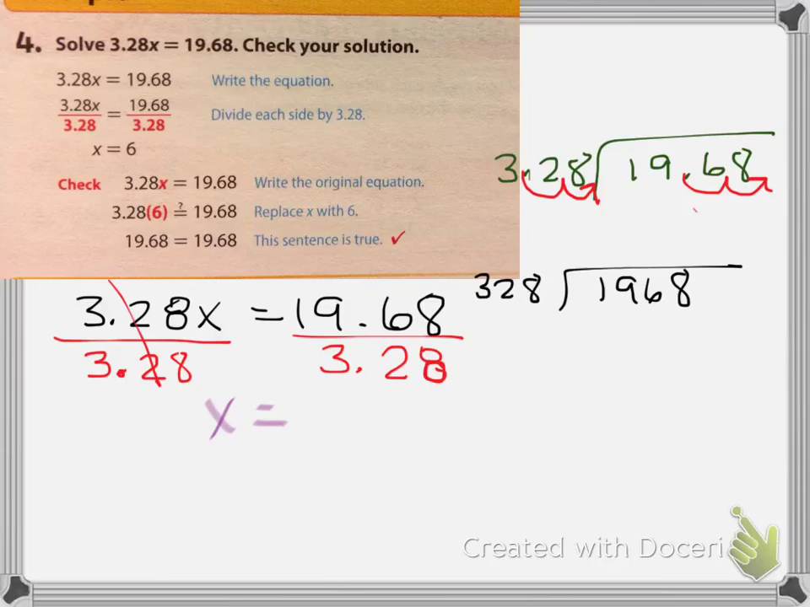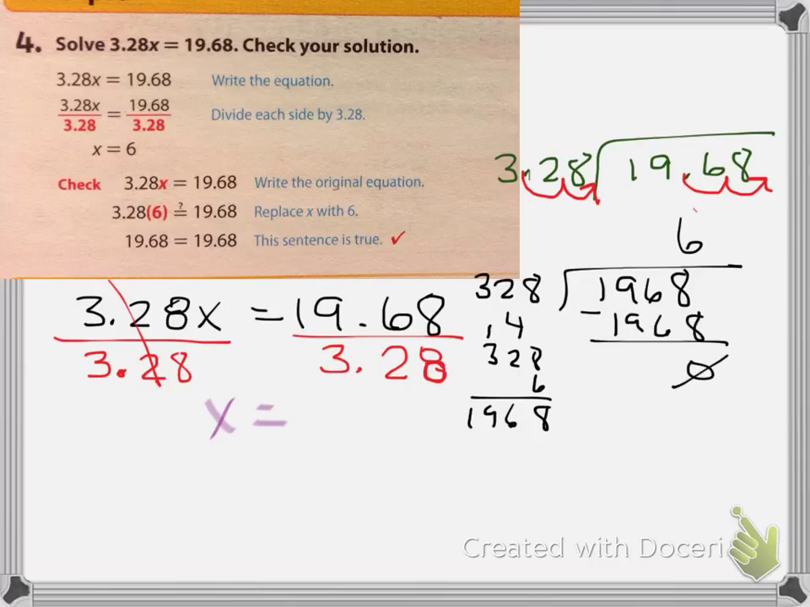So now that we think about that, let's go ahead and think 328, how many times? That might go in 6 times. So let's see. 328 times 6, 12, 4, 16, 18, 19. Oh, look at that. It's perfect. So now we find out that 328 times 6 is 1968. So we know that our answer here is x equals 6.